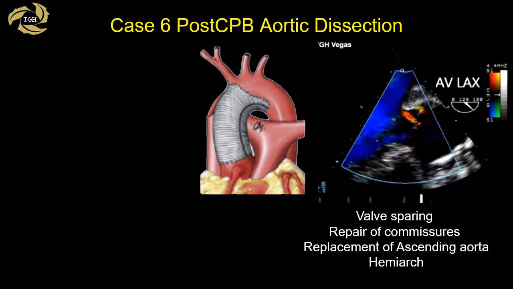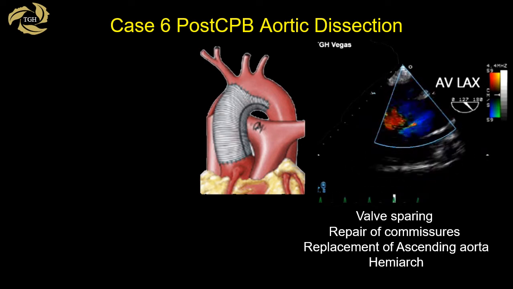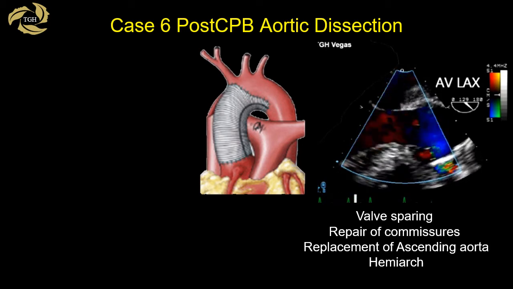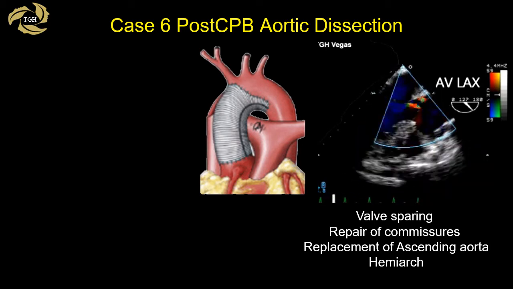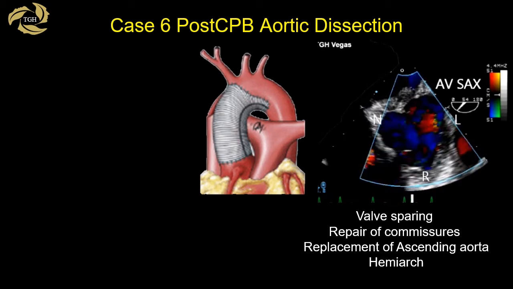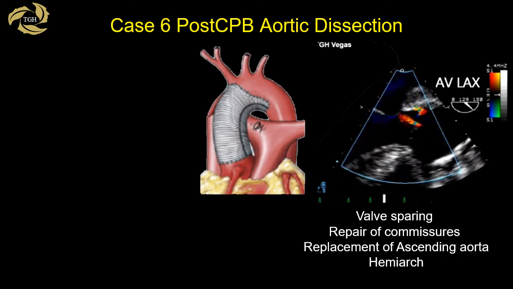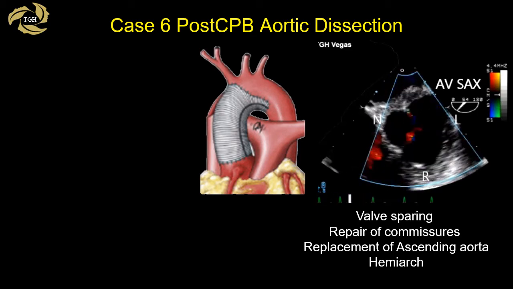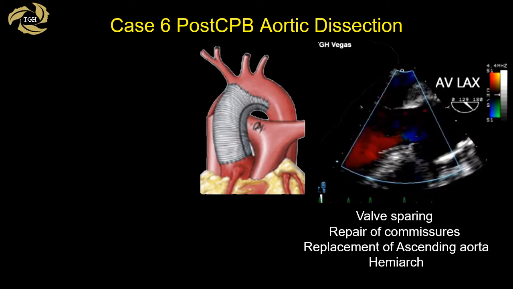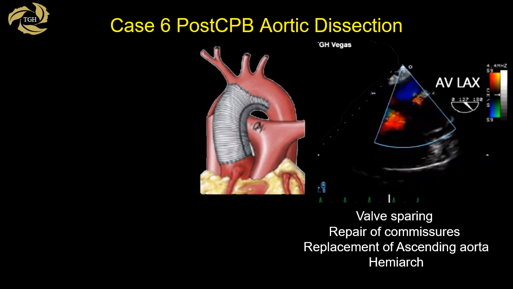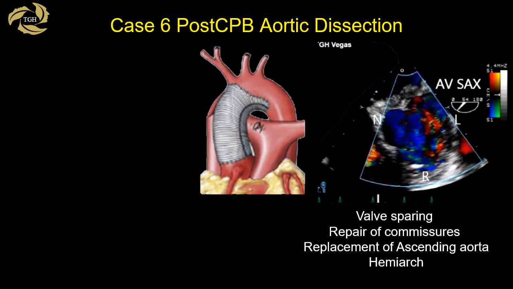In addition to the dissection flap, there was disruption of the non-coronary sinus and the commissure between the right and non-coronary. The aortic valve was normal, and the commissure was glued back to the aortic wall. A 26 mm graft was secured to the sinotubular junction. Post-CPB shows a preserved, well-functioning aortic valve.